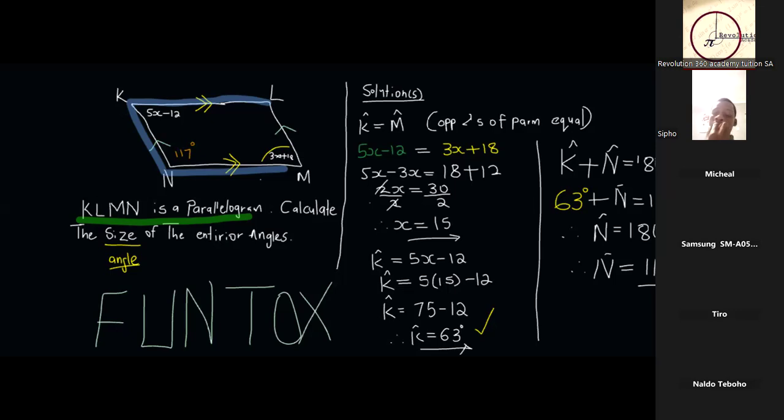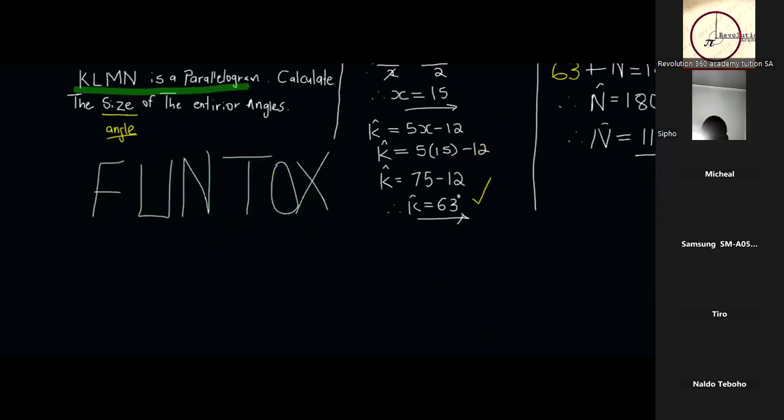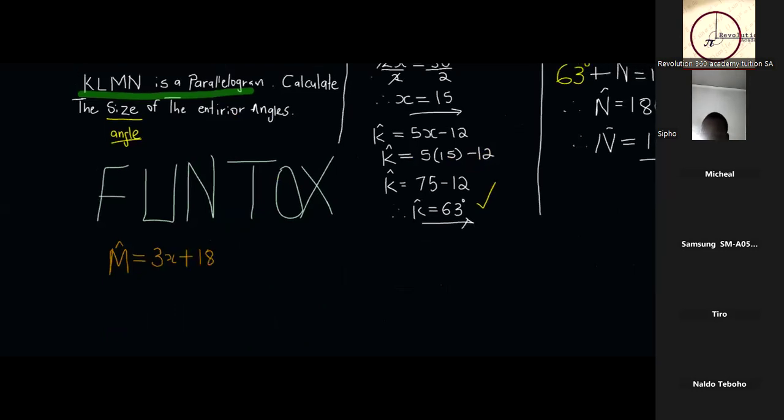So angle M is equal to 3x plus 18 degrees. Let me just double check if I wrote it properly from the diagram. 3x plus 18, yes. And then from this, you now substitute. Remember, you have the value of x, so that will be angle M equals 3, open bracket, the value of x. What did we get? 15. Yes, 15, and then you say plus 18.